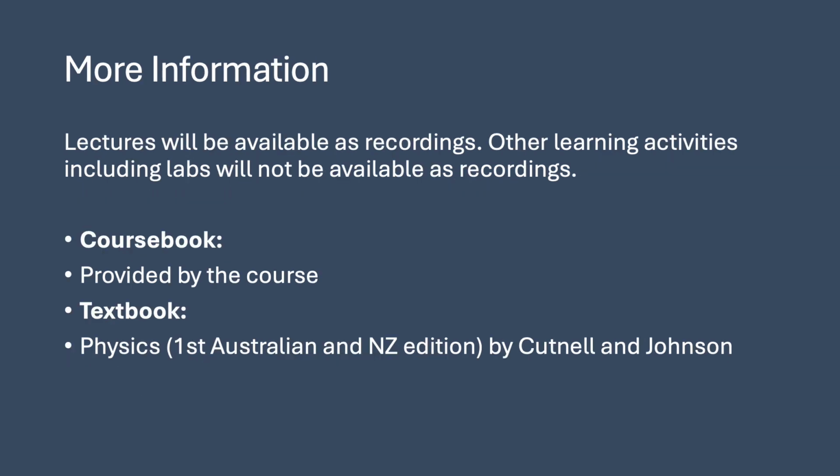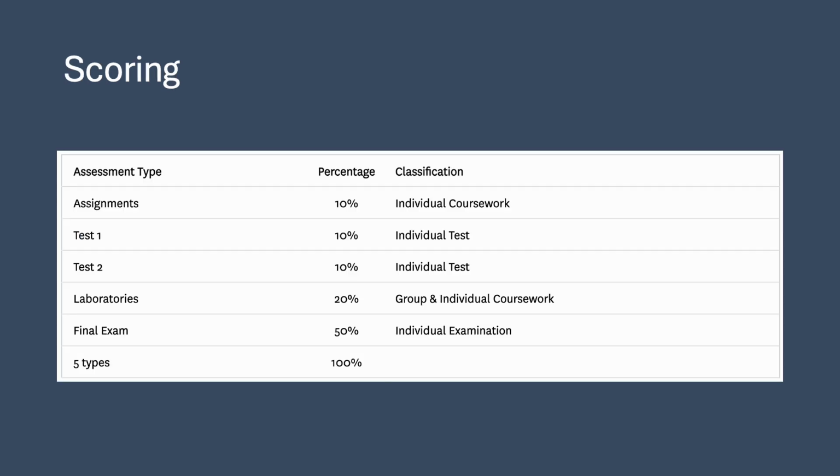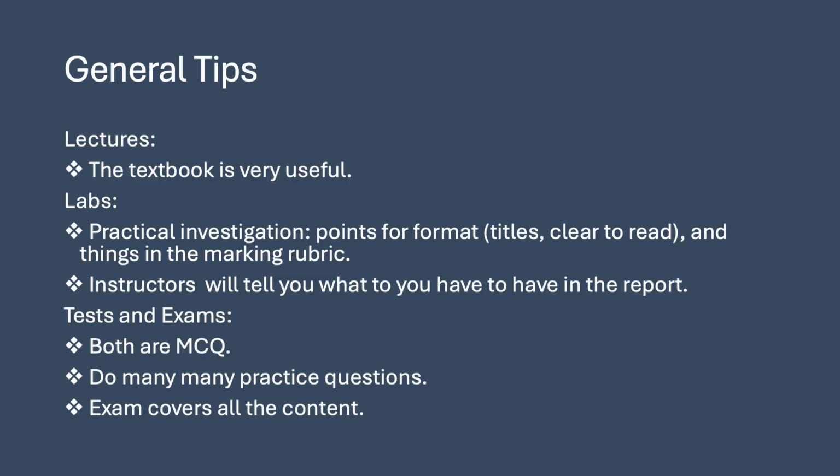Just some more information is that lectures will be available as recordings. However, other learning activities, including labs, will not be available as recordings. In terms of the course book, this is provided by the course, and the textbook is Physics by Cutnell and Johnson. In terms of the scoring, assignments are worth 10%, test 1 is 10%, test 2 is 10%, laboratories are 20%, and the final exam is 50%.